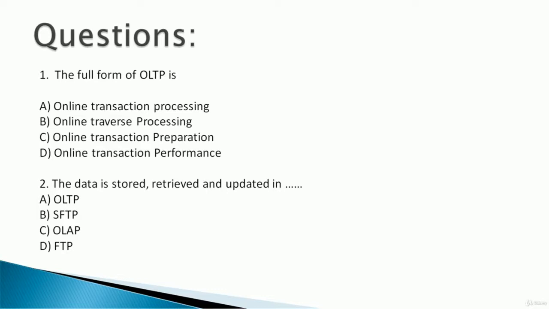Next is, the data is stored, retrieved and updated in which of the following systems? Most of the transactions, that is insert, update and delete, happen in the OLTP system, that is the Online Transaction Processing system. So the correct answer for this is A. Other than this, we also have another system known as OLAP, that is the Online Analytical Processing system, wherein very few transactions are happening, and this is basically used for analytical purposes, to do the analysis on the data.